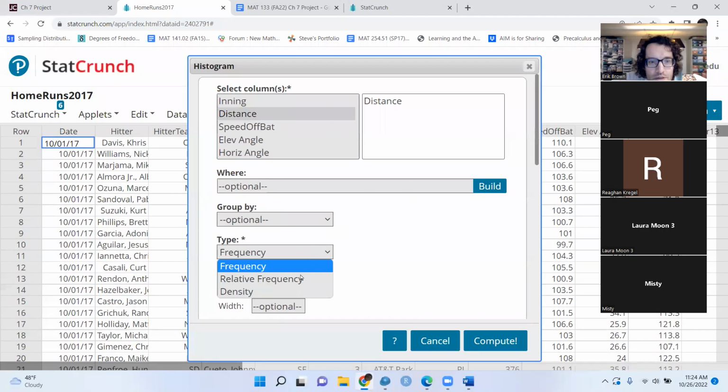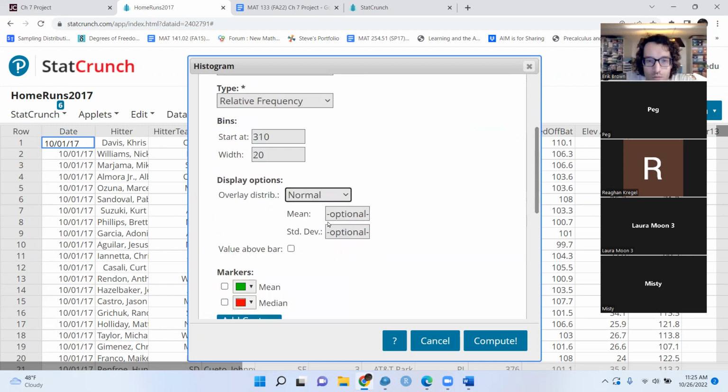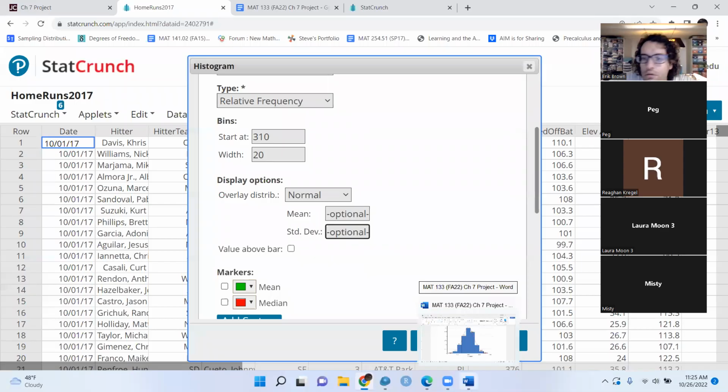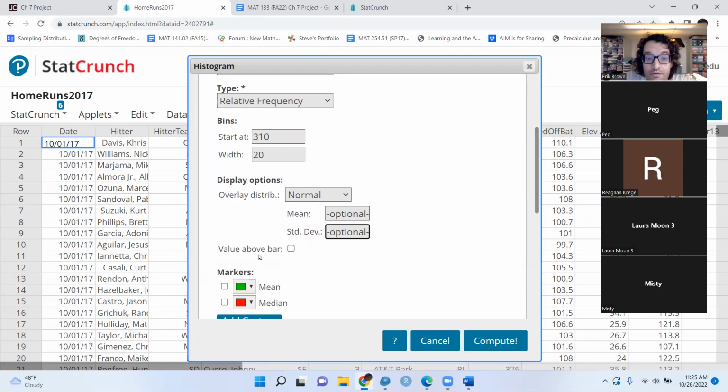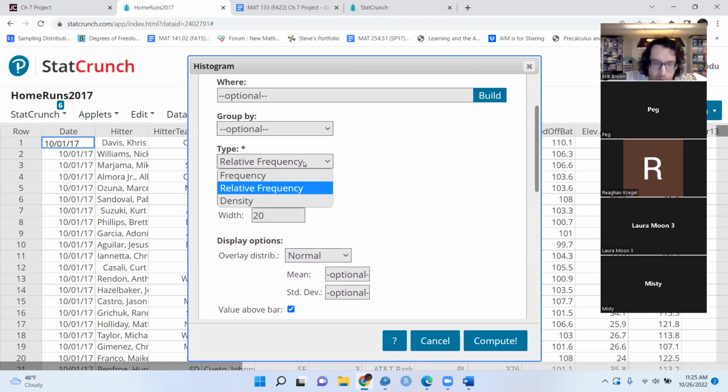So everyone's got distance, relative frequency, 310, 20. You selected normal and put in your mean and standard deviation, right? Someone said they didn't have the values above. That was me. Okay, Misty, did you click this value above bar button? I did, but I did not click the type, so it was just frequency. Gotcha. That's it. Cool.